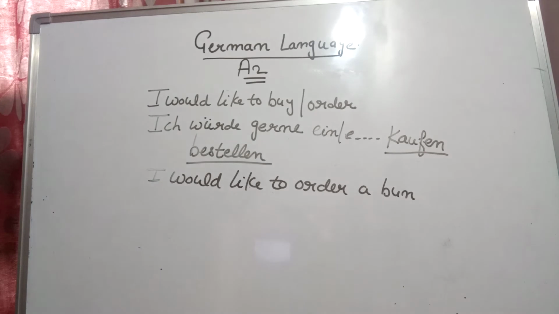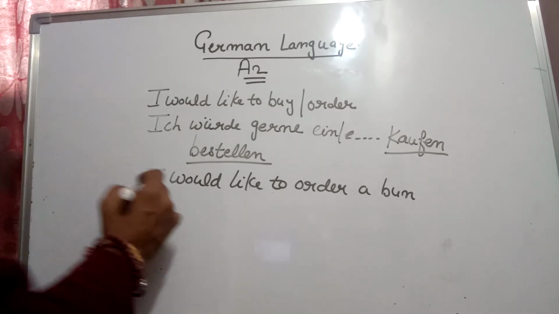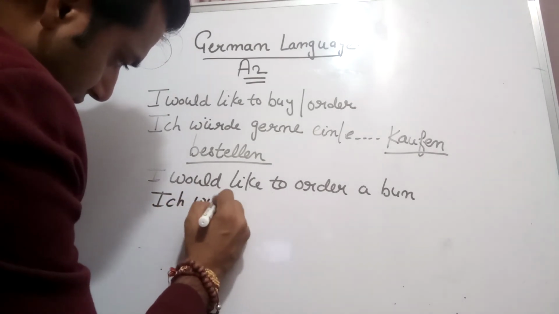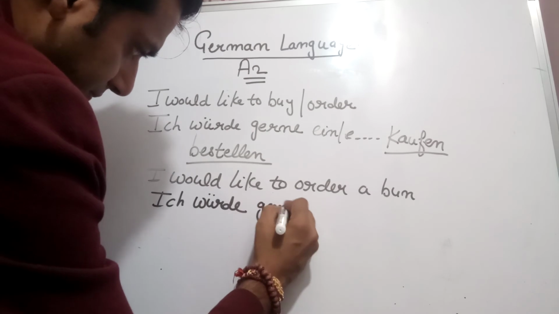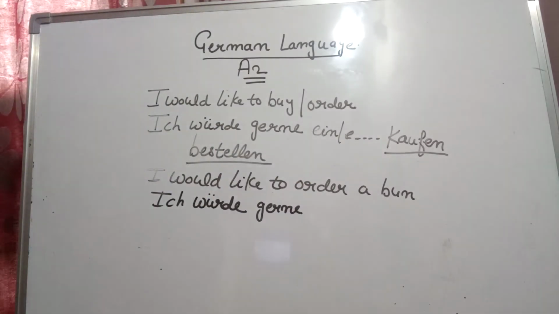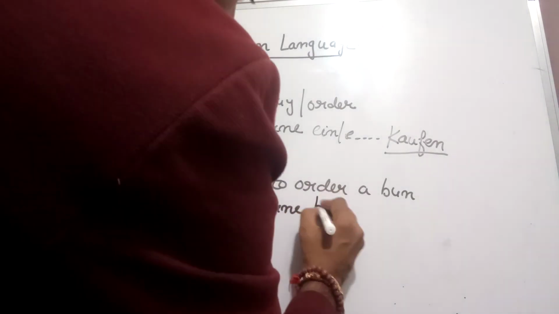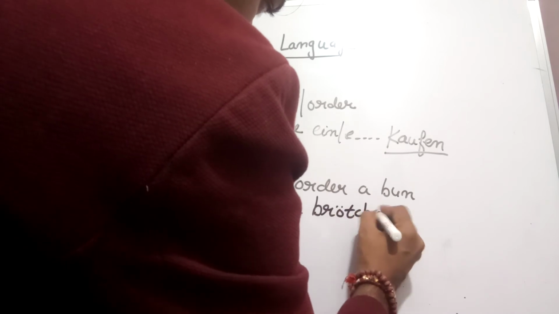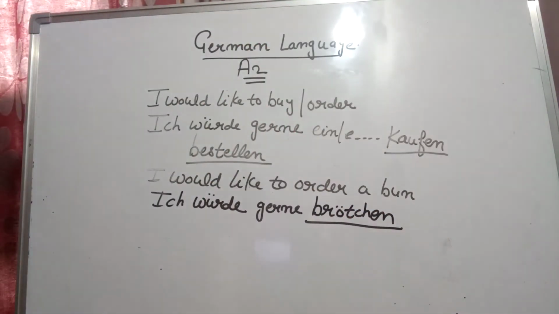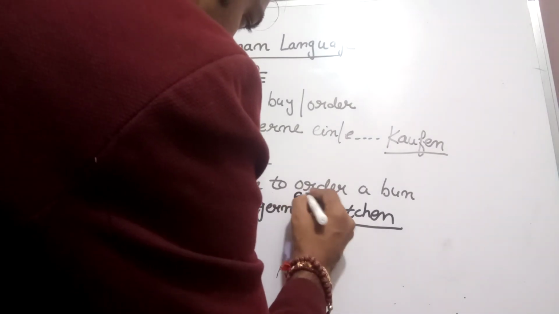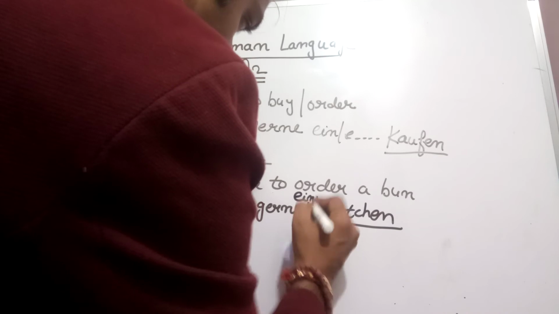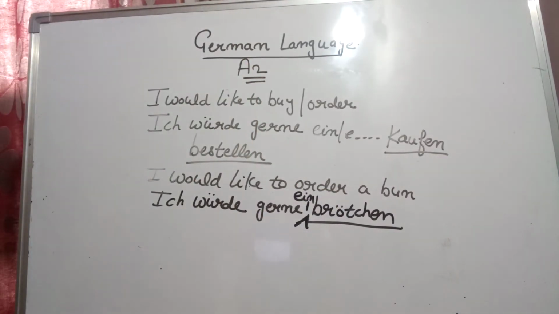Alright. So let's start with the next phrase. For example, if you're saying, I would like to order a bun. For example, you're in a restaurant, and you will say, I would like to order a bun. So, ich würde gerne, speak up. I would like to order a bun.